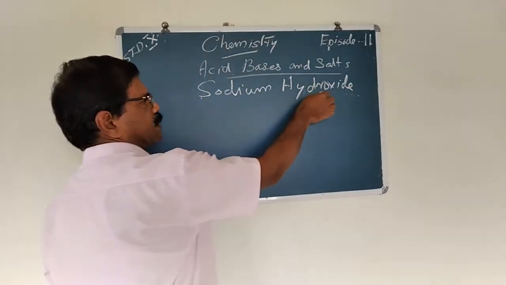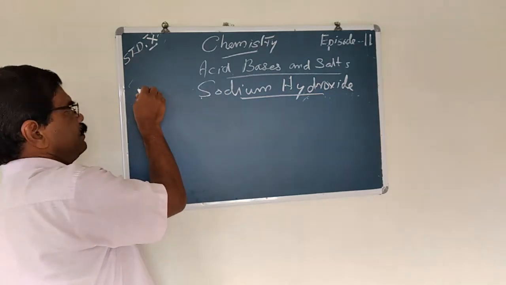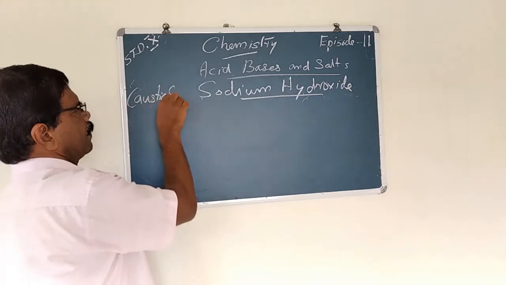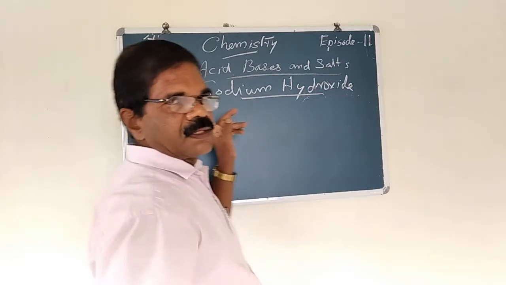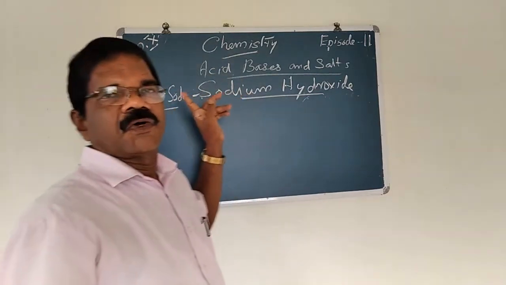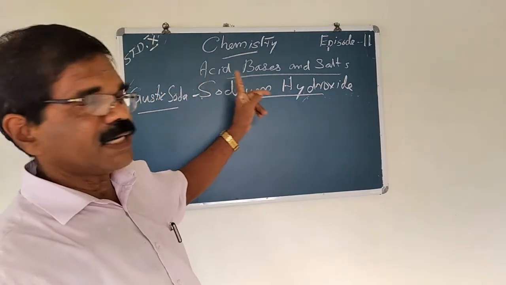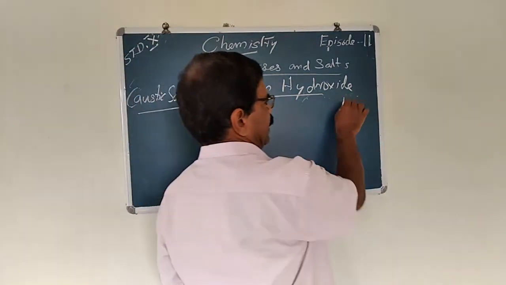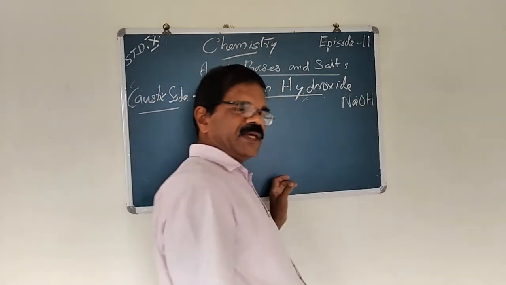It is its chemical name. Its common name or industrial name is caustic soda. Caustic soda. The chemical name is sodium hydroxide. Chemical formula: NaOH.